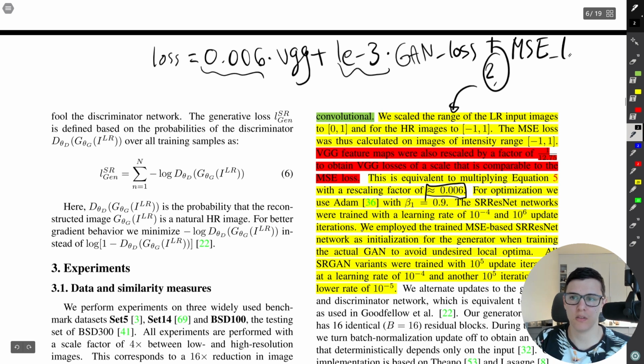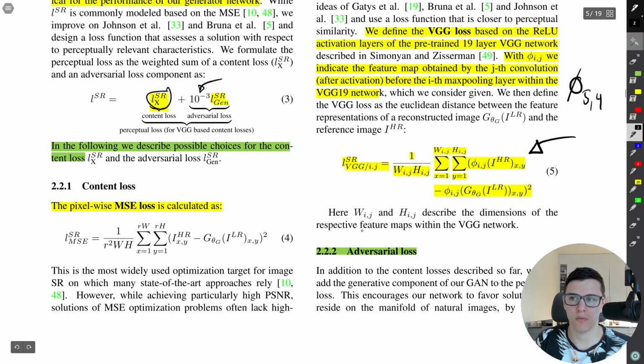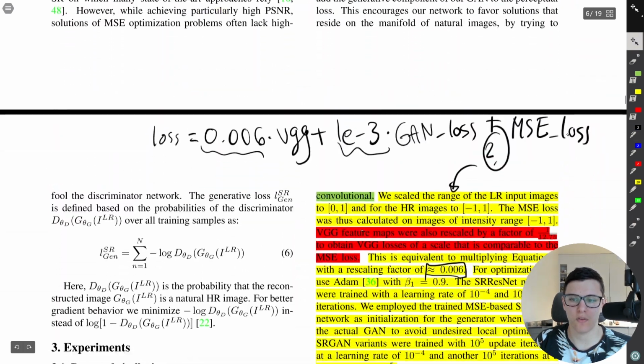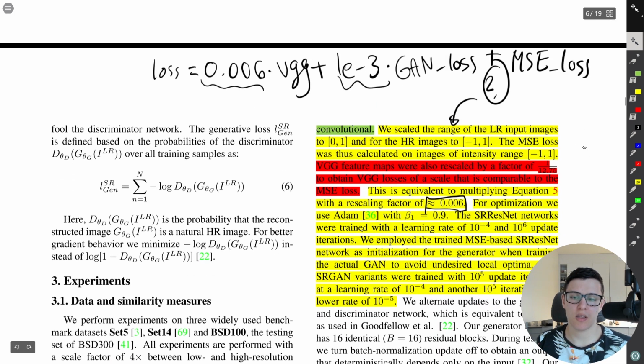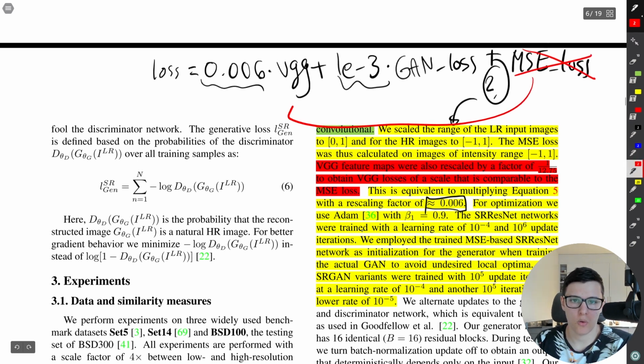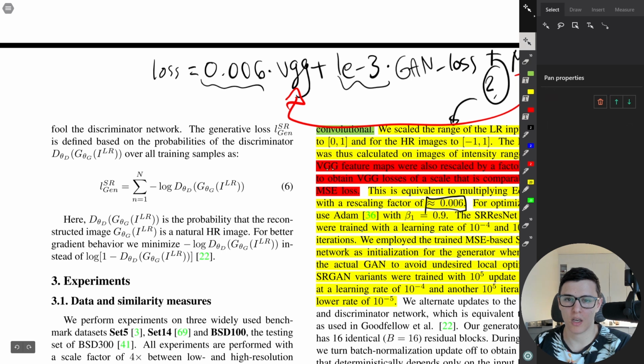So did they do this so that you have this with a constant of 1, and then you have the GAN, and then you have the VGG? But from all the explanations of this paper that I've understood, they removed or replaced the MSE loss with this VGG loss instead. So then you wouldn't have it, but then the constant doesn't make sense. So it's kind of unclear.